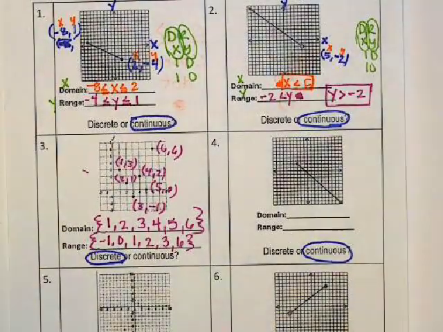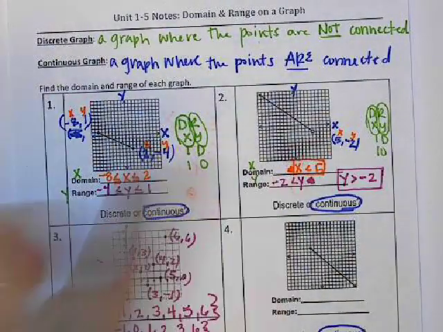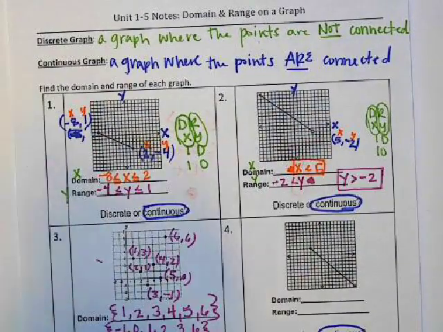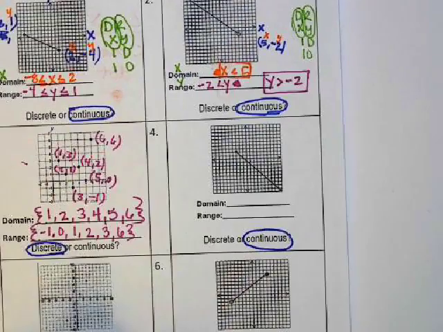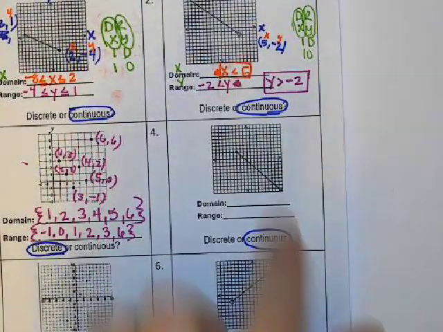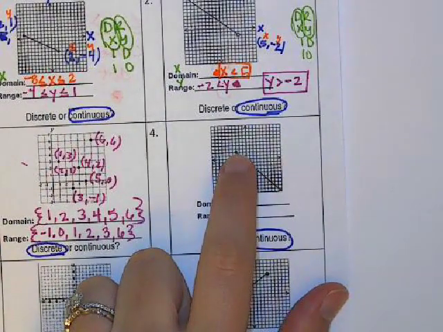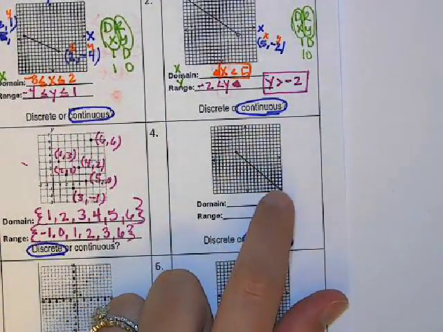Okay, number 4. Look at number 4. Those are the 3 different ways that we're going to talk about domain and range on a graph. The next 3 that we do are going to be repeats of these, just different numbers. So number 4, what type do I have here? I've got a closed dot, a line that continues, and an arrow.